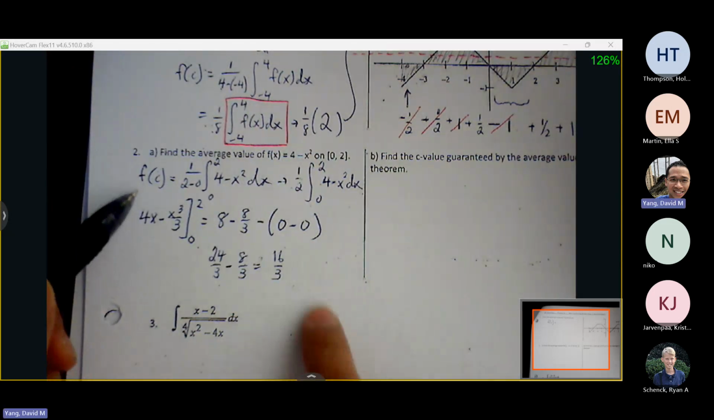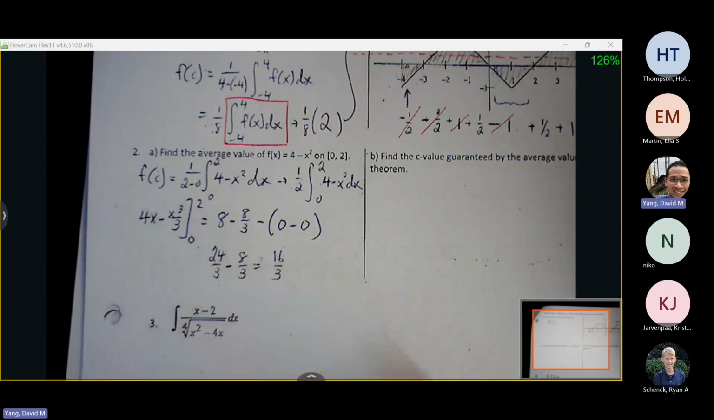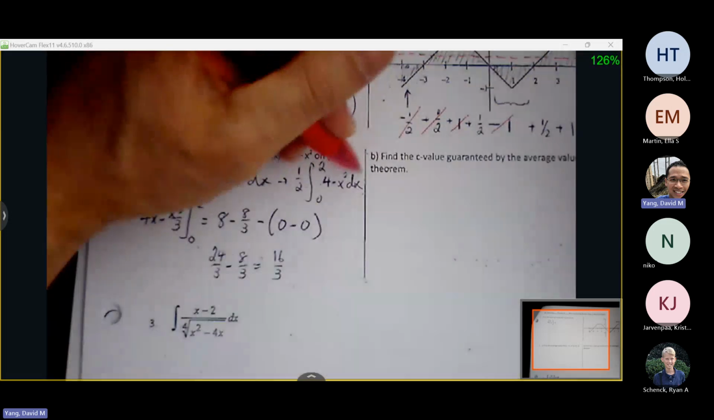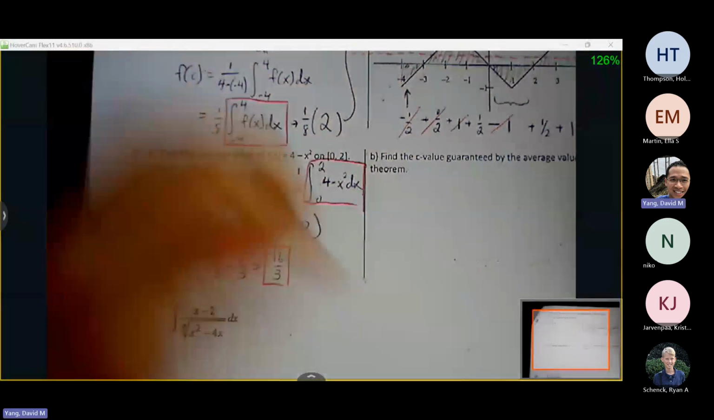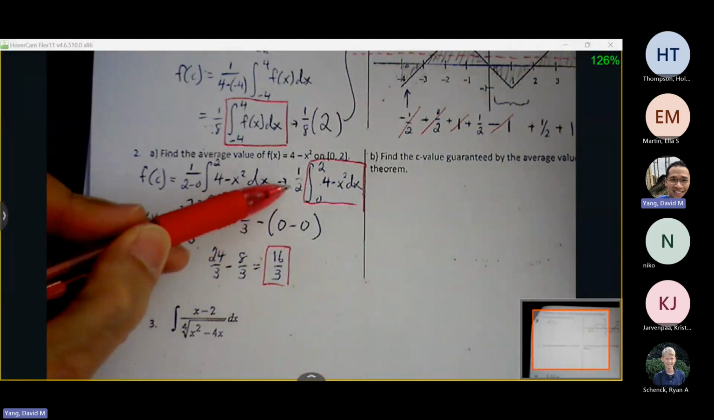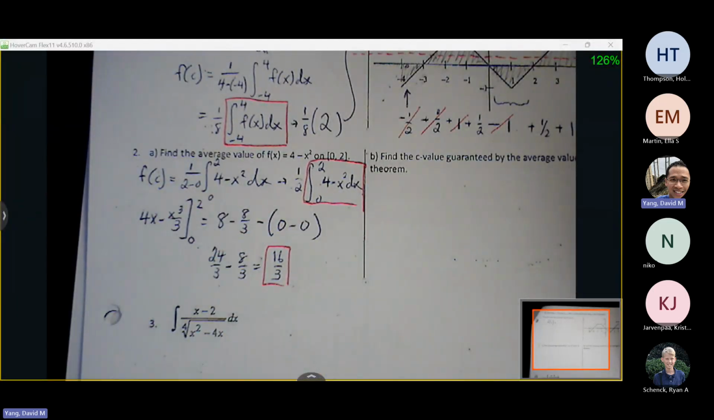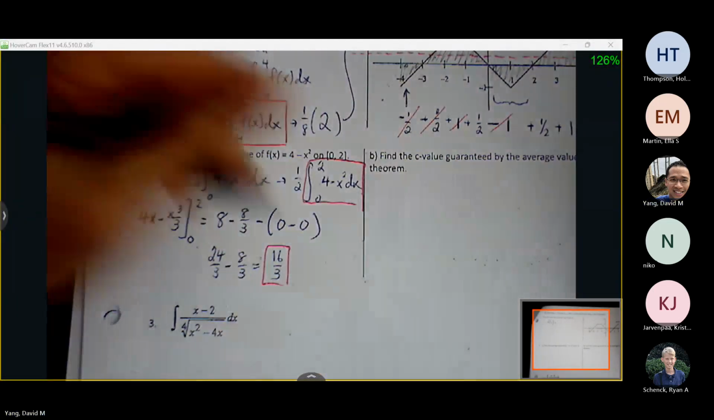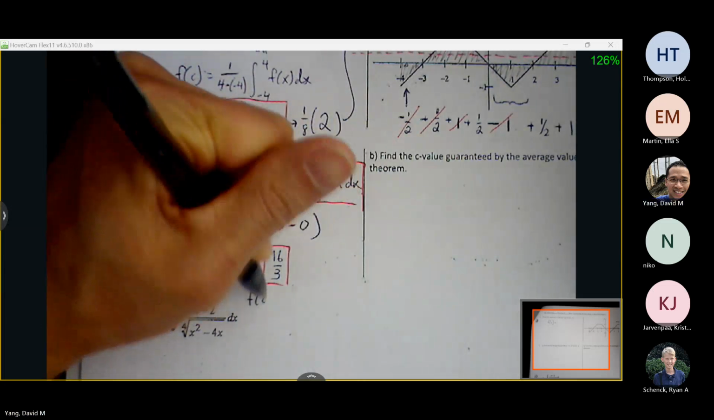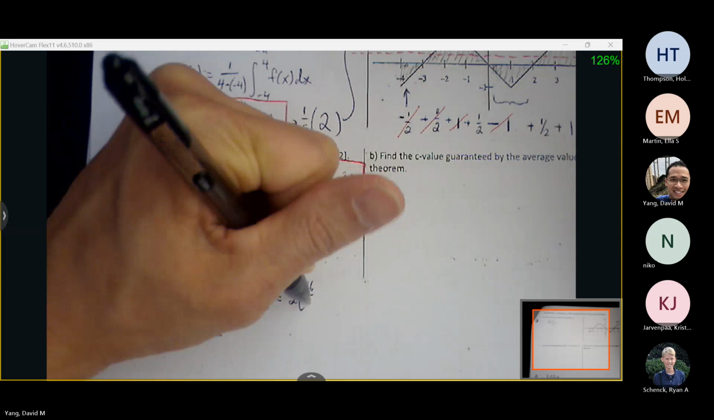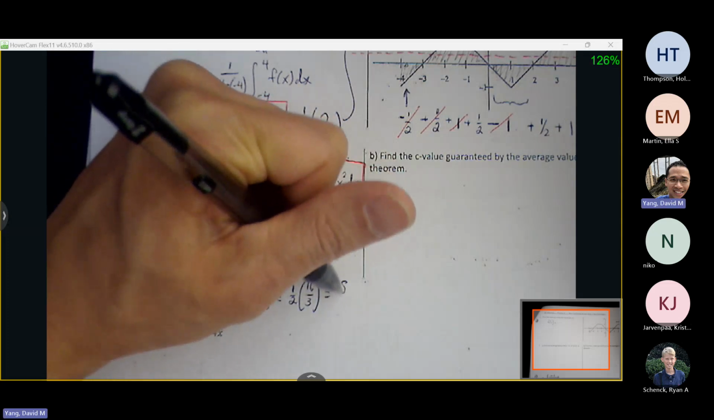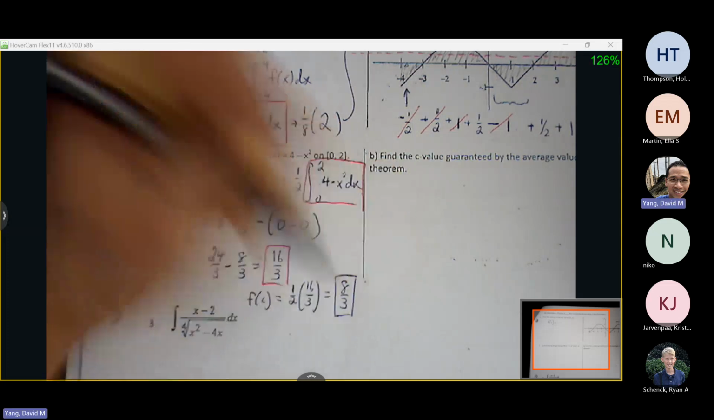The 16/3 is not quite our average value, right? What we found is this portion. But we still have to make sure we involve the 1/2. So it's 1/2 times 16/3, which is 8/3. That's our average value.